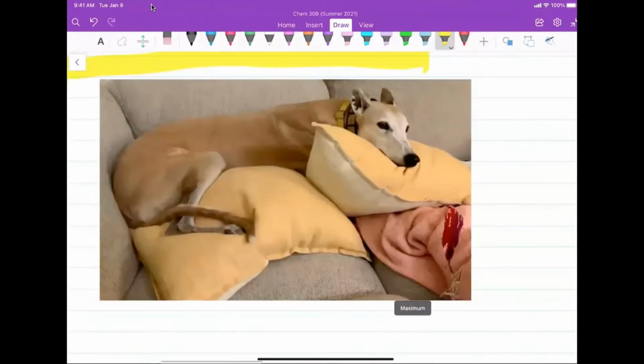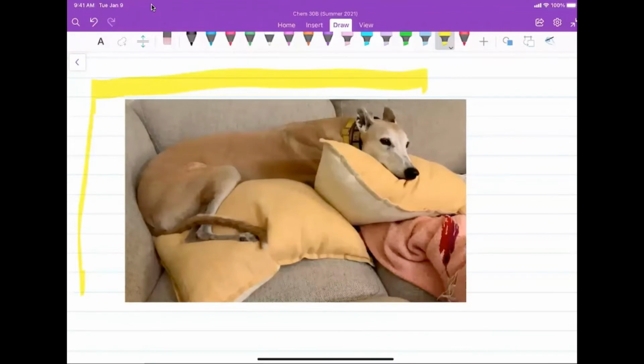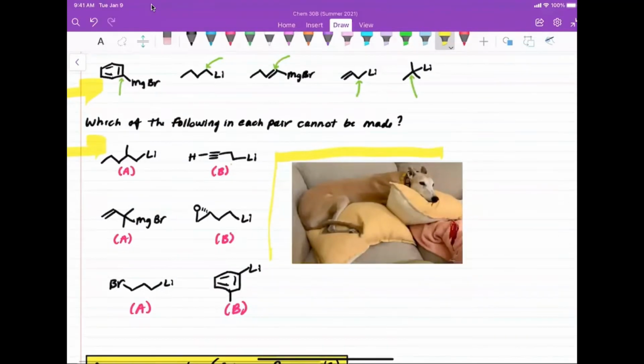But I mean, look how comfortable she is. You're gonna make that dog move? And it's insane. I'm not gonna move that. That's perfection right there.